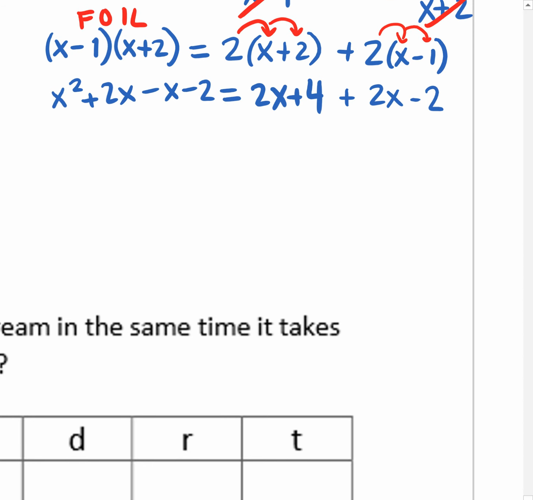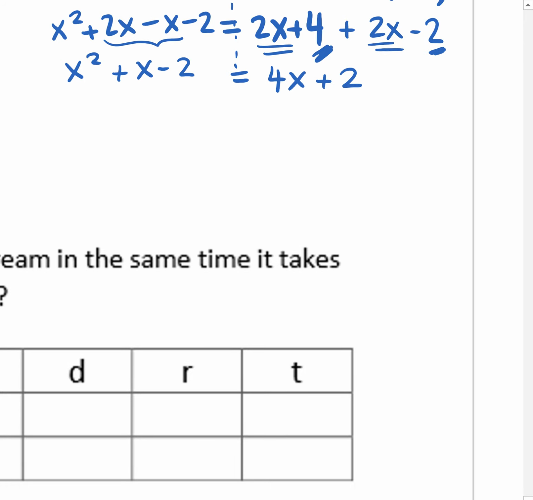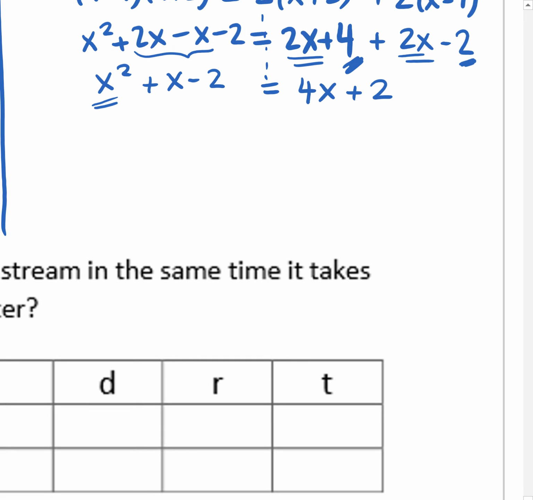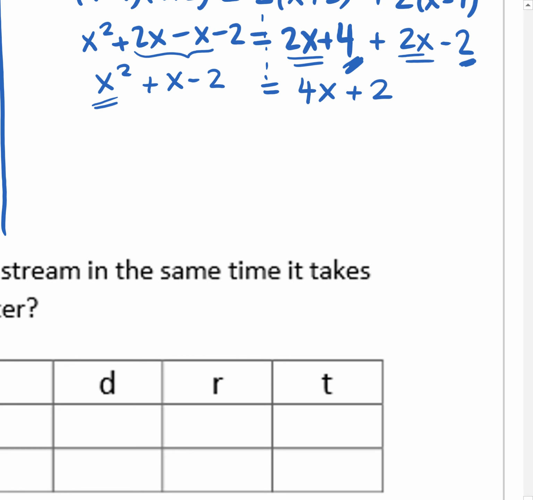Okay, let's combine some like terms here. On the left side of the equal sign, there are 2 like terms. 2x minus x makes x. Alright, that's about it. And on the right side, you have a 2x and another 2x makes 4x. The 4 and the negative 2 make 2. And now that I see what I have, I see x's and I see an x squared. So it won't be enough to isolate x, since there's an x squared term and an x. I'm going to have to get everything on one side and factor.